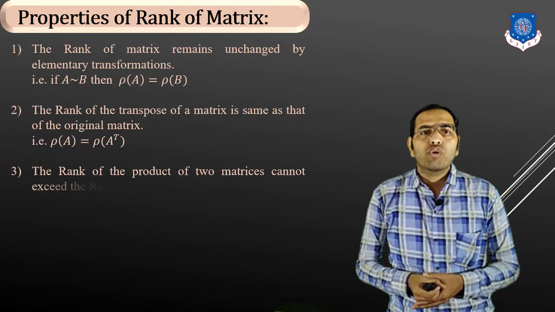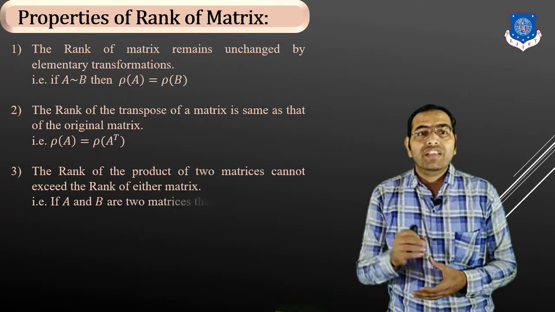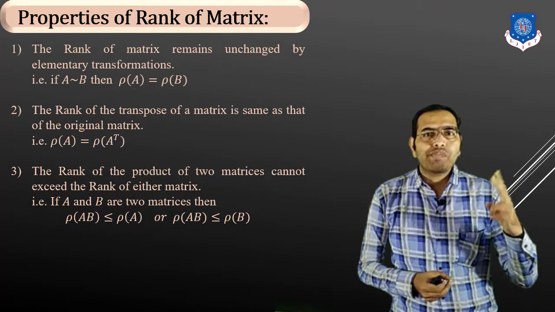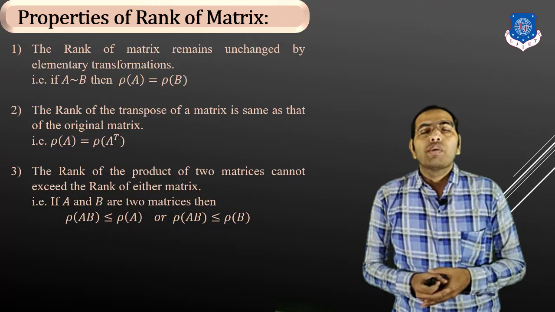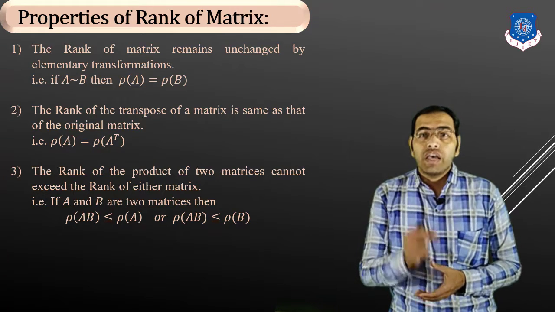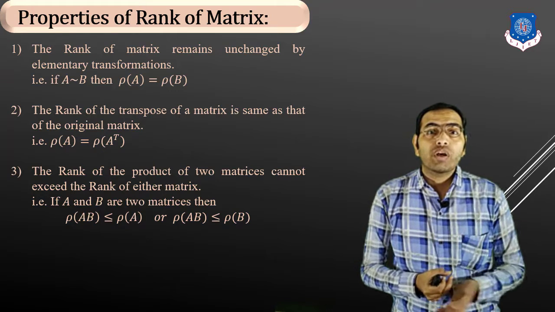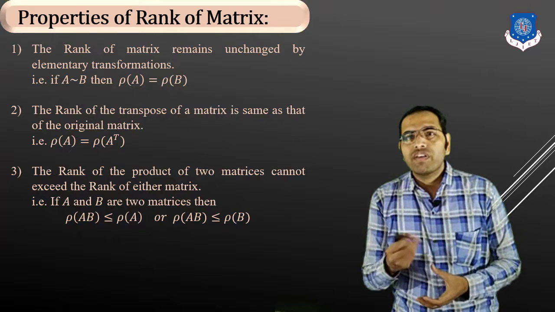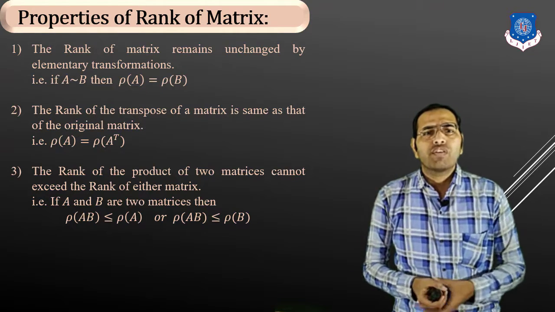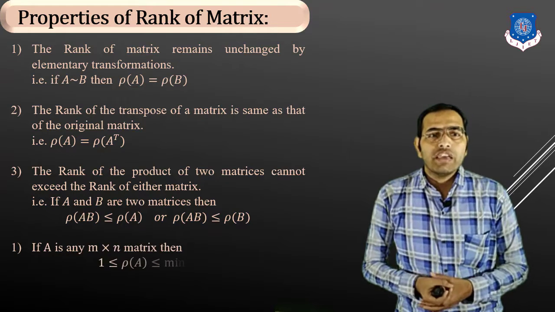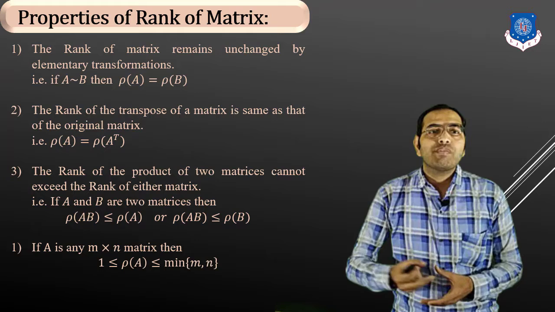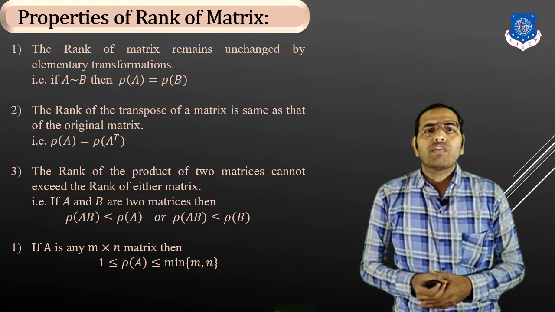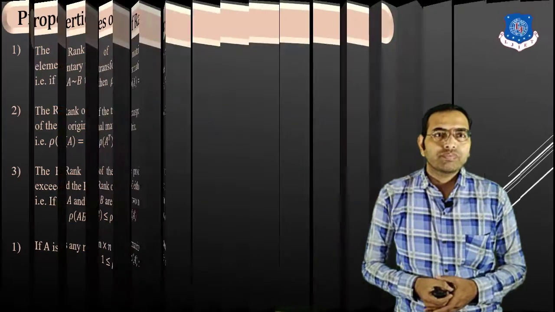Third one, the rank of the product of two matrices cannot exceed the rank of either matrix. Here A and B are two matrices, then for the product A dot B, the rank of the product, rho of AB, is less than or equal to rho of A, and we can also write rho of AB is less than or equal to rho of B. If A is any M cross N matrix, then 1 is less than or equal to rho of A, which is less than or equal to minimum of M comma N.